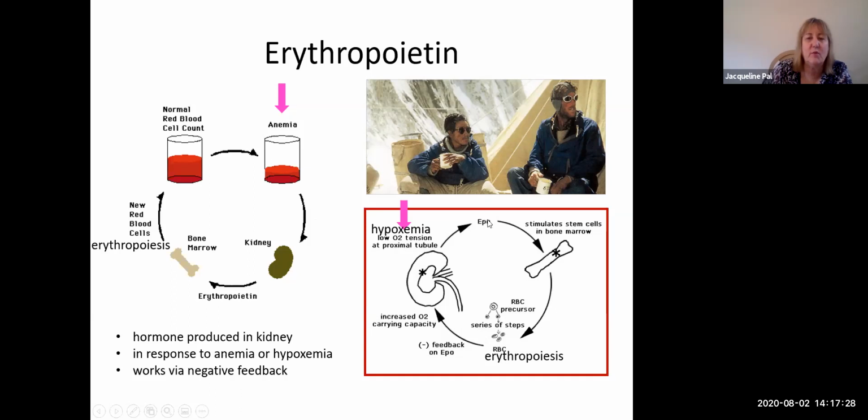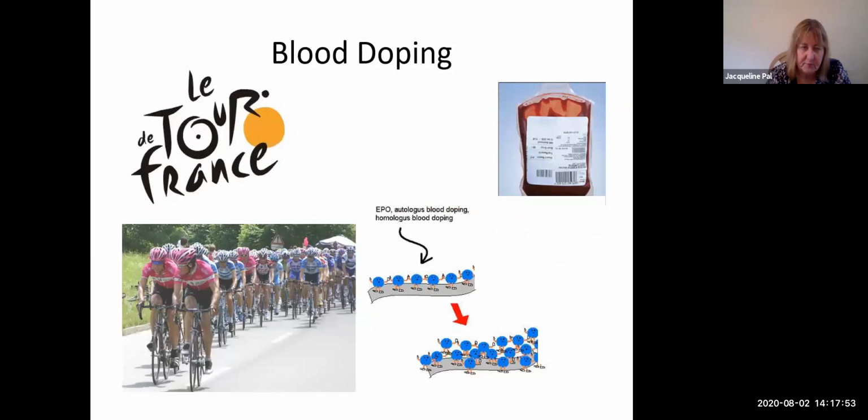It kicks out erythropoietin. EPO is the abbreviation for erythropoietin. It does the same thing, travels to the bone marrow, stimulates erythropoiesis, a whole bunch of new red blood cells get kicked out, and then negative feedback will happen. Once you have higher levels of red blood cells, because now you have more oxygen in your blood.